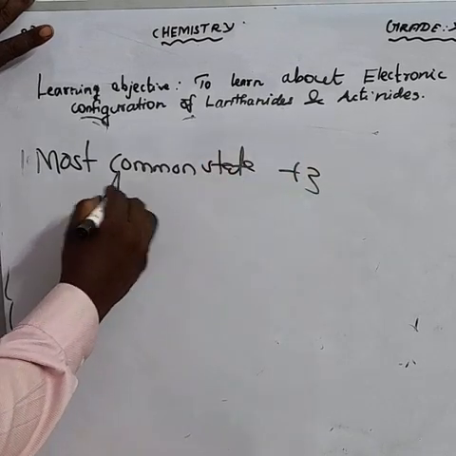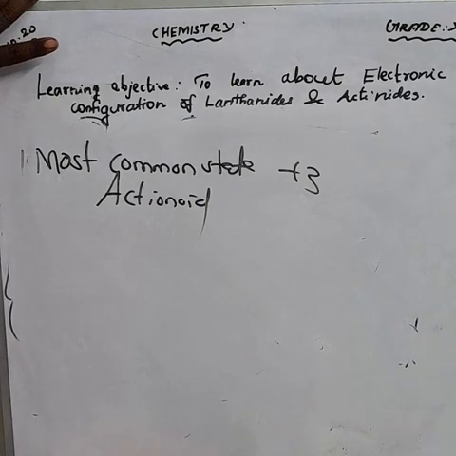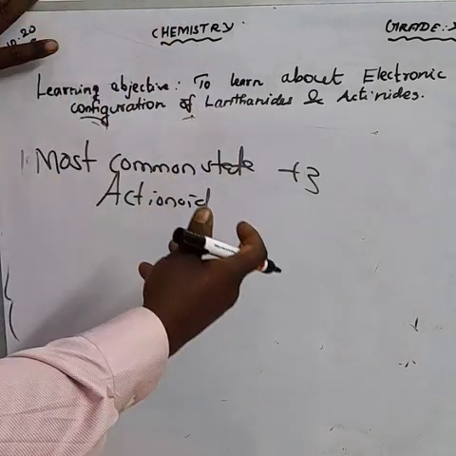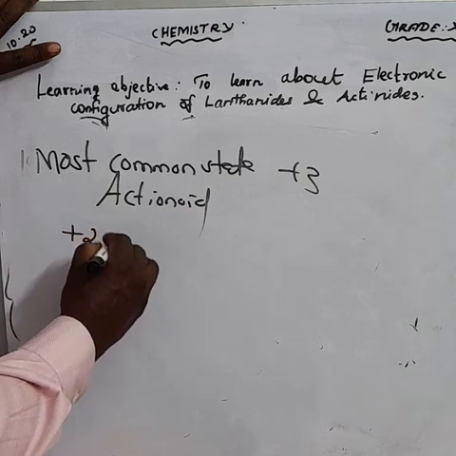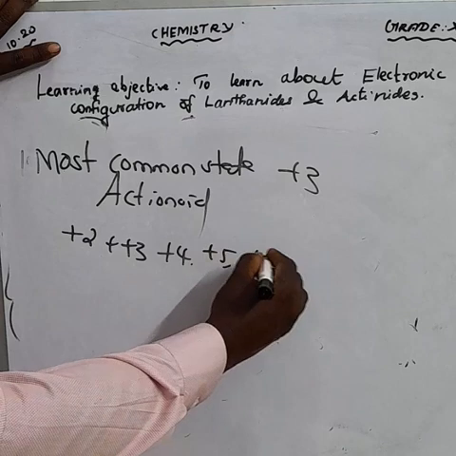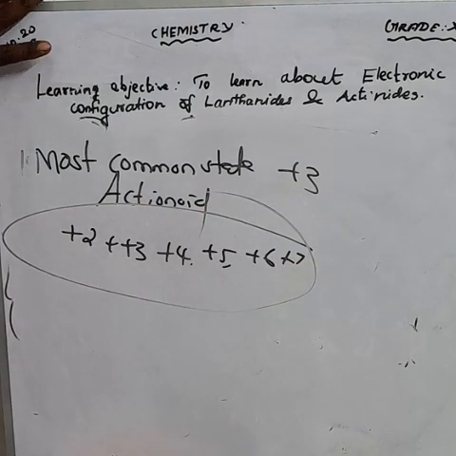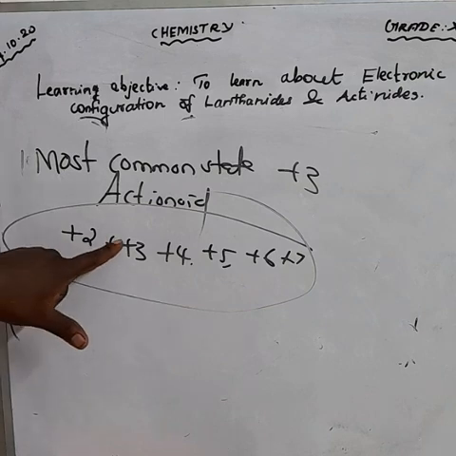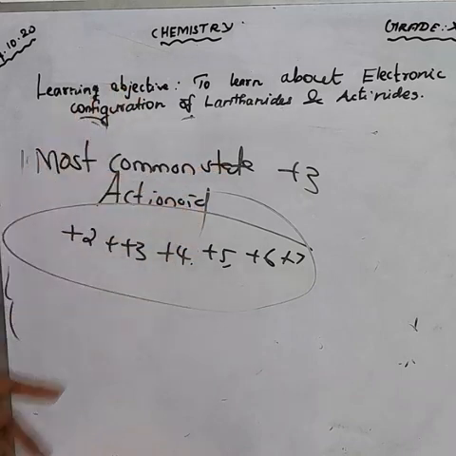+3 for actinide. Actinide, the most common state is +3. And about the variable oxidation state, what does variable oxidation state mean? +2, +3, +4, +5, +6 and +7. These are the variable oxidation states.